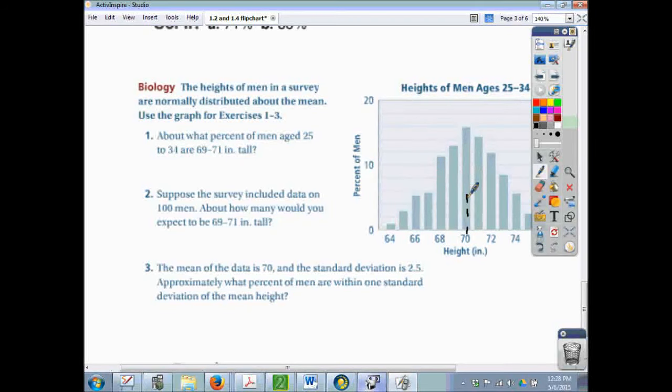So here's the average right here. The standard deviation is 2.5. If I add 2.5 to 70, where am I? 72.5, which is right here. And if I subtract 2.5 from 70, 67.5. So they're asking approximately what percent of men are within 1 standard deviation of the mean height. That's all of this right here. So how would you answer the question?